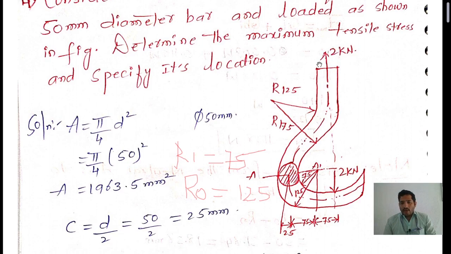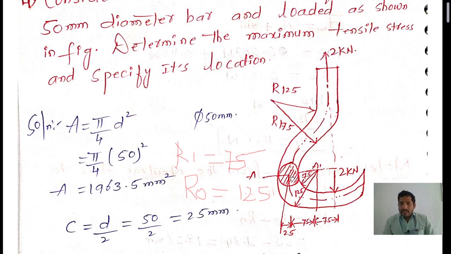So let us observe this figure. On this crane hook, two loads are acting. The first is a 2 kilonewton load acting at the top of the crane hook, tensile in nature. Again, a 2 kilonewton load is acting at the bottom of this crane hook. This is the reference point. From this, the inner radius we are taking as 75 and the outer radius as 125 mm.